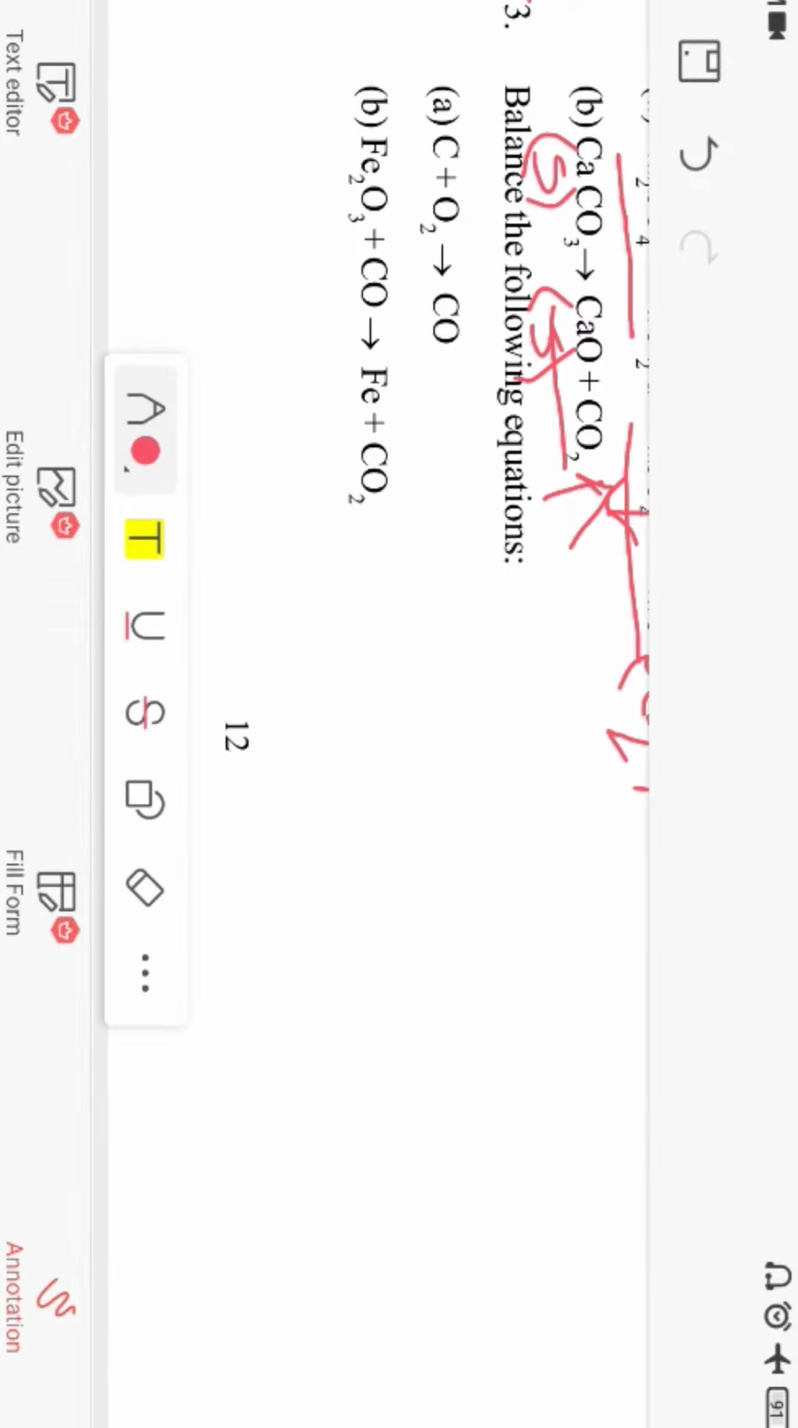Now see the third question, balance the following equations. First, C plus O2 gives CO. Here there is 1 C on the left and 1 C on the right, but the O2 side has 2 O's while the right side has only one O. So what will we write here? 2 O's.